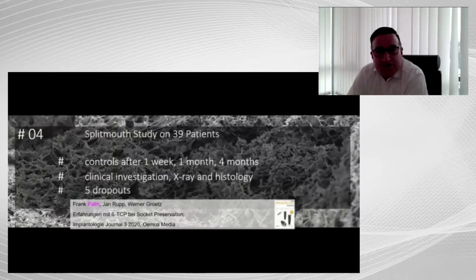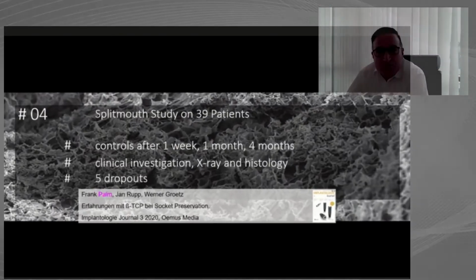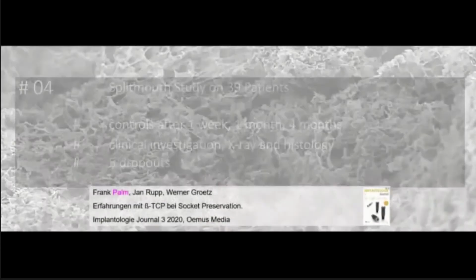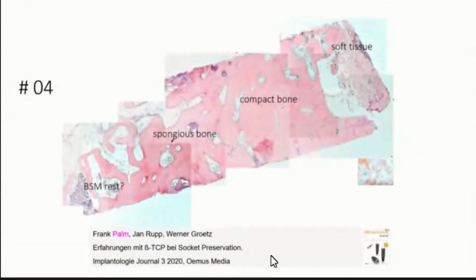In this context, I would like to show you a study from a research group by Professor Palm, Professor Grötz, and Rupp et al. It is a split mouth study. 39 patients were included in this investigation. Controls were made after 1 week, 1 month, and 4 months. Clinical investigations were made, X-ray and histologies were also made. They had 5 dropouts in their study. And 3 months after augmentation, biopsies were taken and examined histologically.